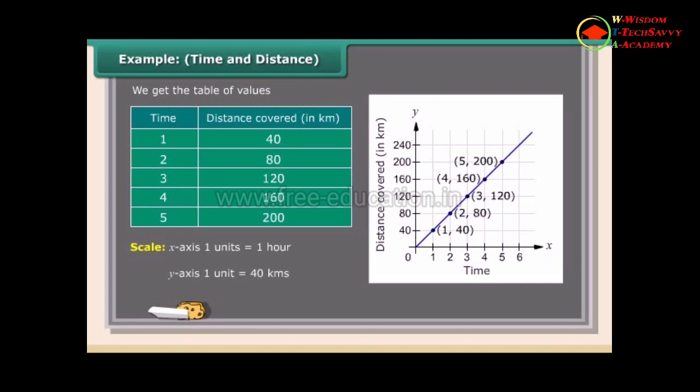1. On the vertical axis, 160 kilometers corresponds to 4 hours on the horizontal axis. 2. On the horizontal axis, 2.5 corresponds to 100 kilometers on the vertical axis. Therefore, Akshay covers 160 kilometers in 4 hours, and in 2.5 hours he is able to cover a distance of 100 kilometers.